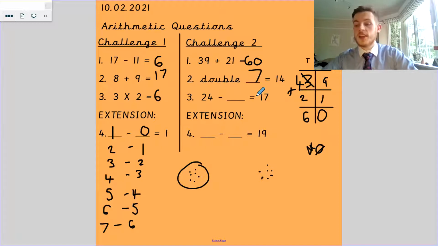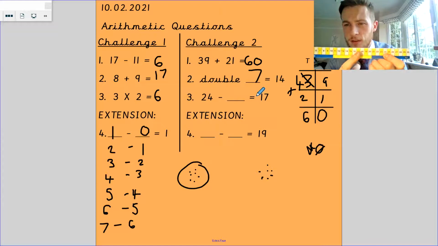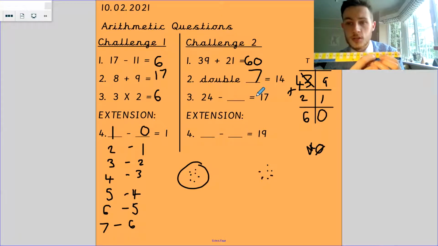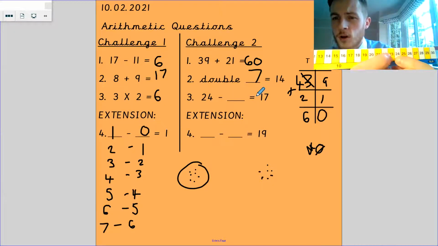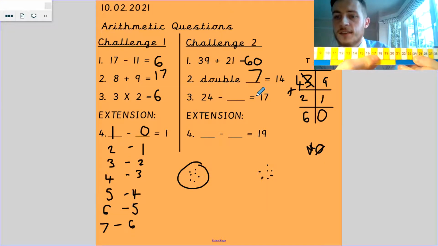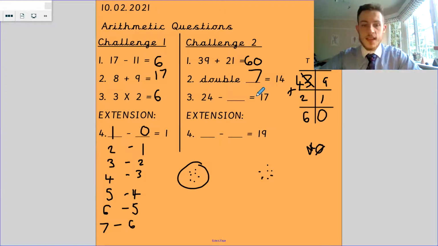24, take away something is 17. Put your finger on 24. Put your finger on 17. What's the difference? How do we get from 24 to 17? Well, we're going to take away 1, 2. Let's try again. 1, 2, 3, 4, 5, 6, 7. We're going to take away 7 to get to 17.